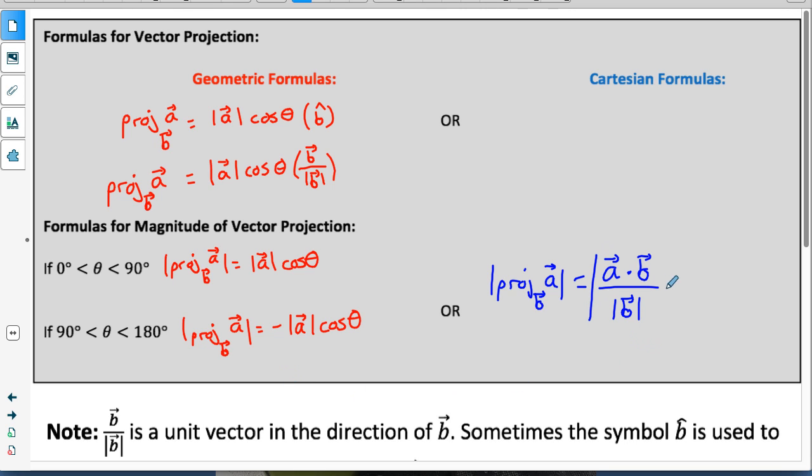Or I could just throw some absolute value symbols around this, telling me that I only want the positive version of this. I could have done that over here as well. I could have just thrown some absolute value symbols around that, and then not worried about having to do two different versions of the formula.